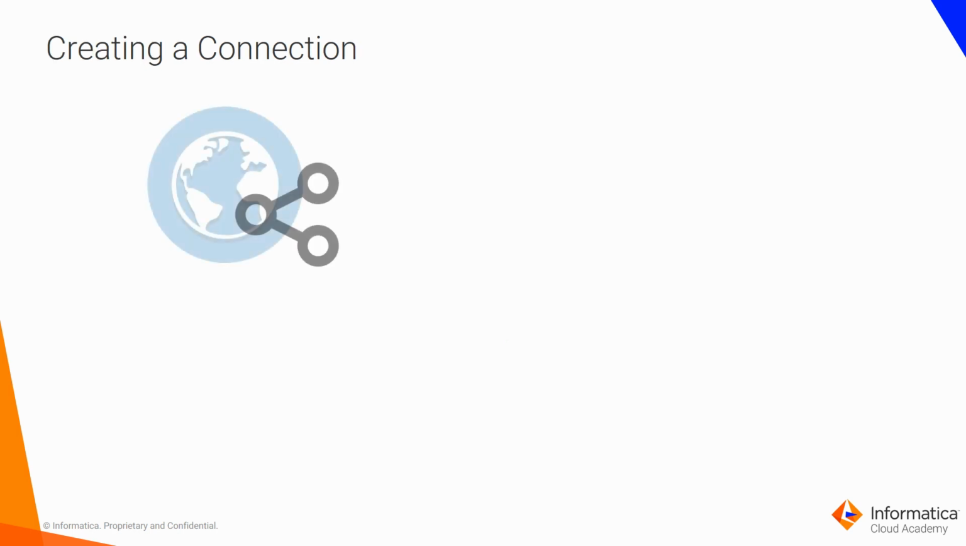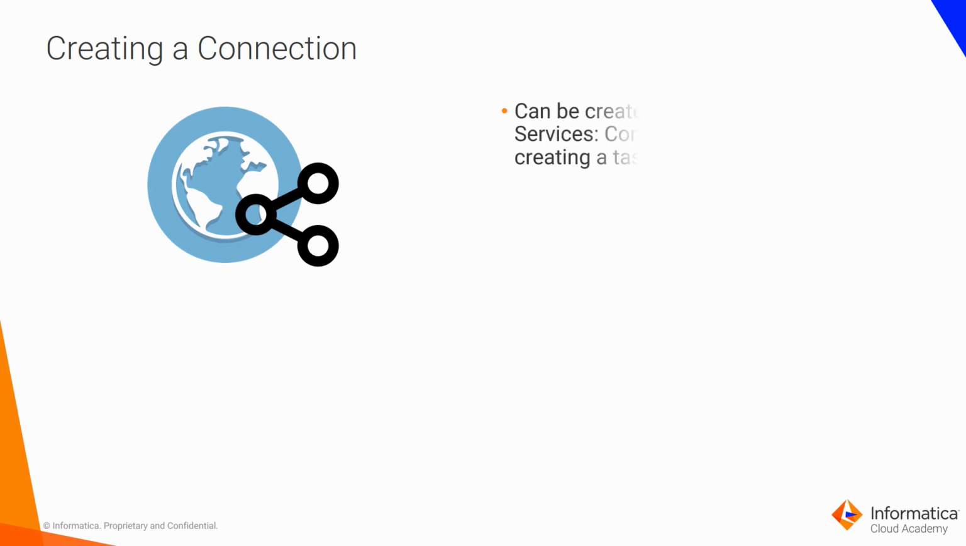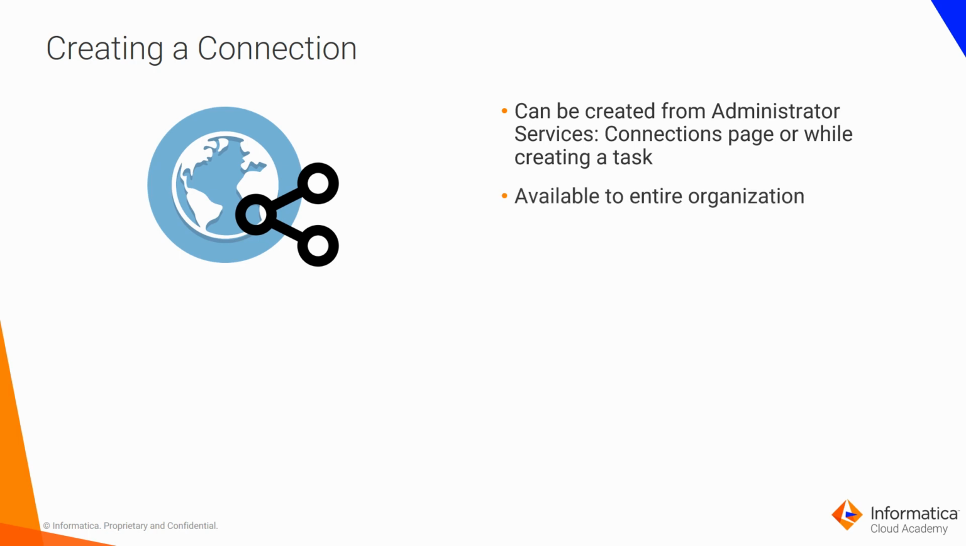You can create connections in Informatica Cloud in one of the following ways. First, from the Administrator Services, choose Connections. Or on the fly via the wizard as you are configuring a task. For example, from the Data Synchronization Task Wizard. In both cases, the connection becomes available to the whole org, so all users in that org will be able to see and use that connection.